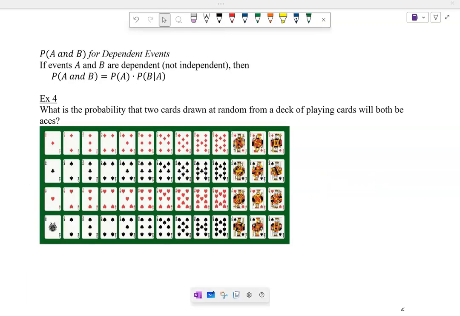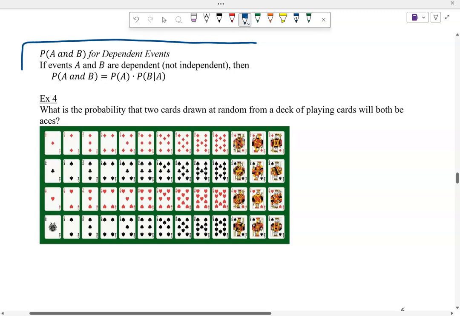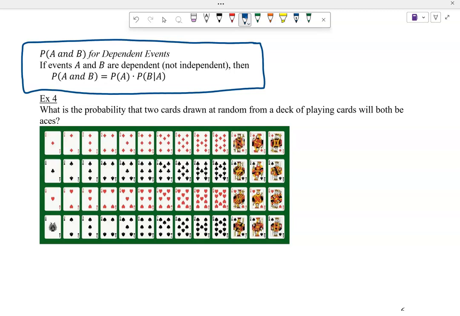All right, those conditional probabilities play into our dependent events. So we've talked about independent events. This is our official working with dependent events, even though we've actually done a few without replacement, right? But let's go ahead and do some dependent events. What's the probability that 2 cards drawn at random from a deck of playing cards will both be aces?